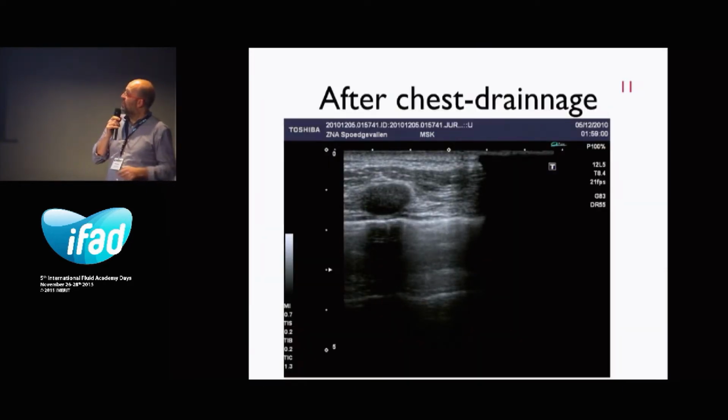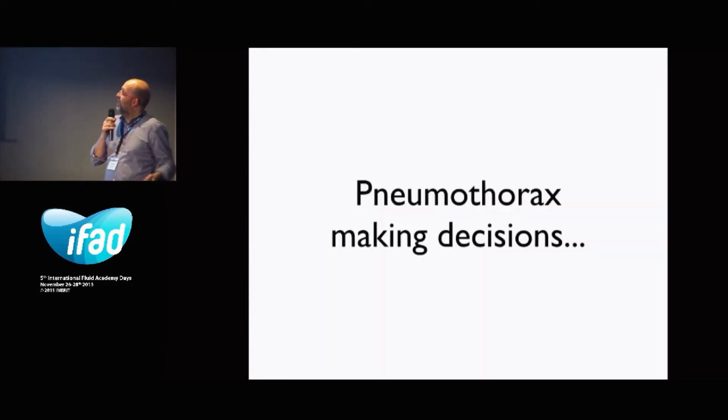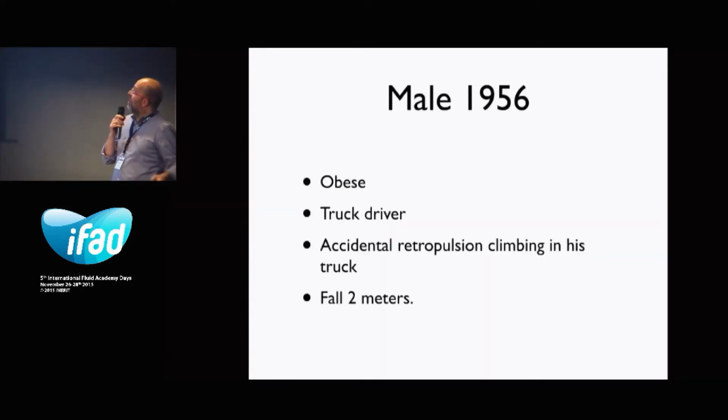After chest drainage, in another patient, the lung sliding is back again. So you can also use the ultrasound. You don't need an X-ray anymore. When the chest drain is in and you have completely normalized pleural movement, you don't need an X-ray to confirm that the pneumothorax is gone. It helps you in making decisions.